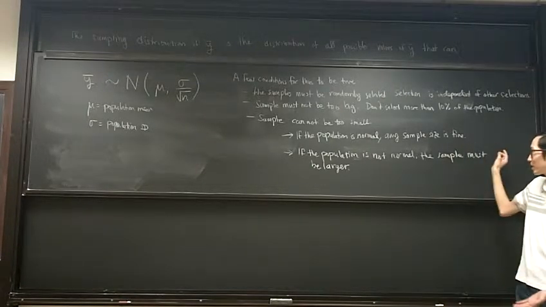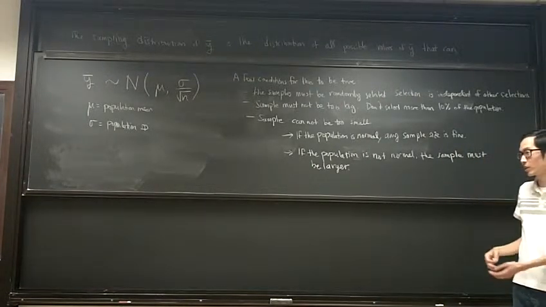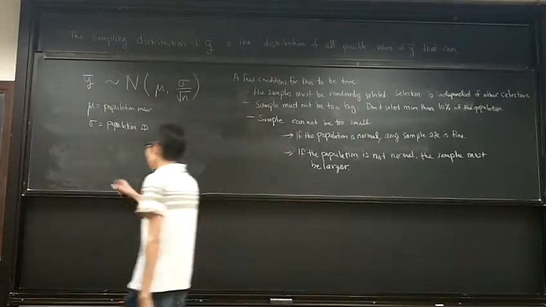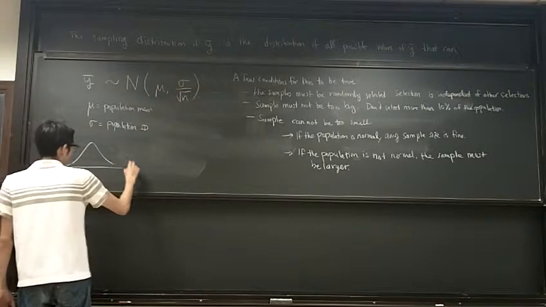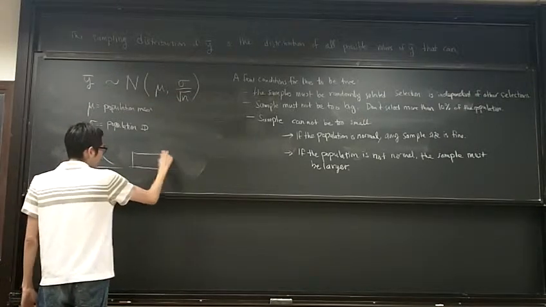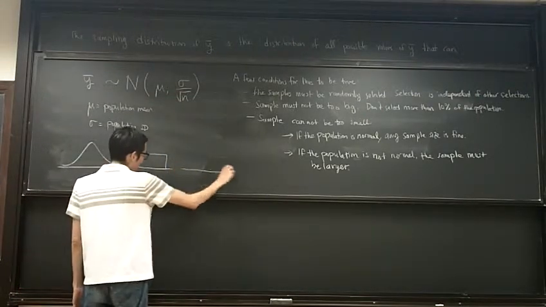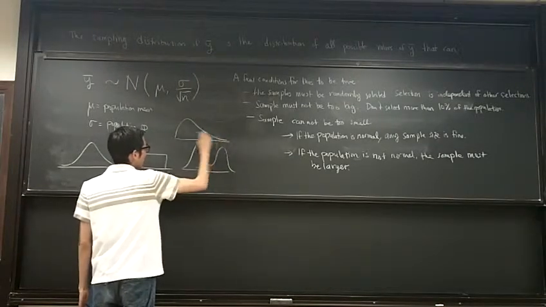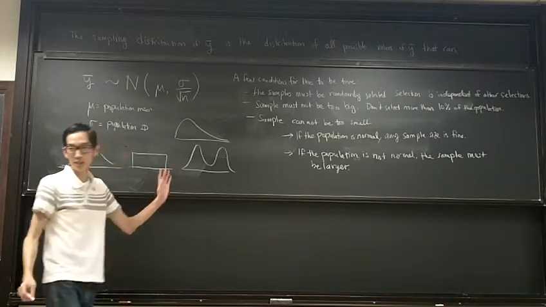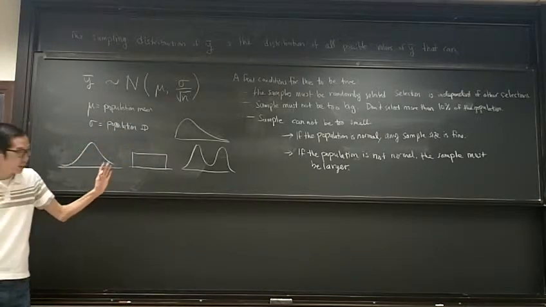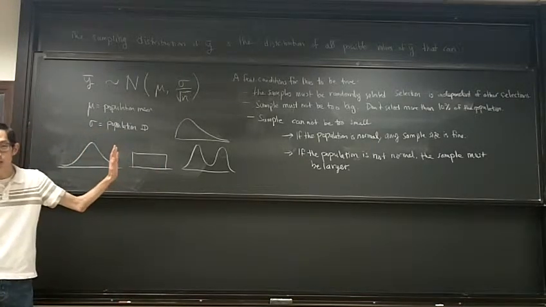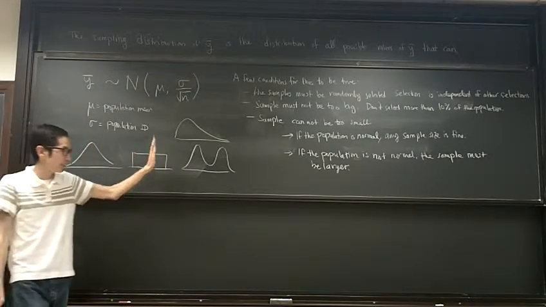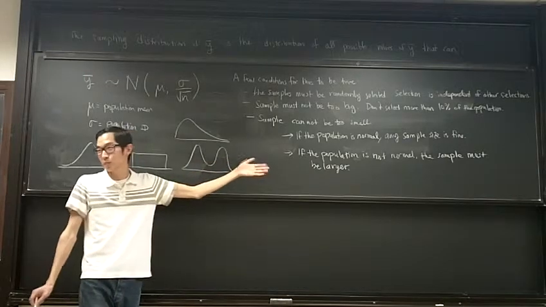All right, so if the population is not normal, the sample size must be larger. We only looked at two distributions, the normal one and the uniform. But there's all sorts of other distributions: bimodal distributions, skewed distributions, all sorts of crazy distributions. The more skewed it is, the larger the sample needs to be.